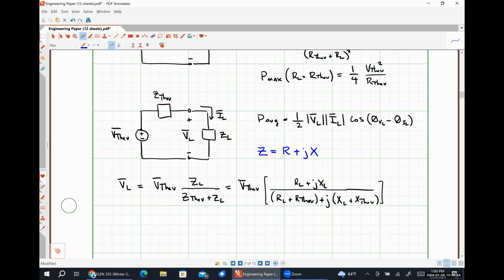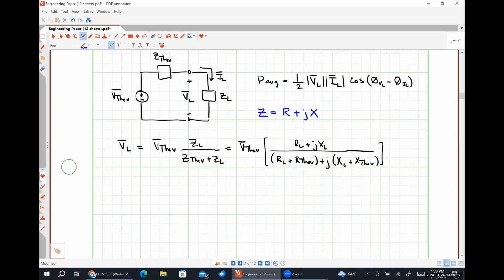All right, so the magnitude of this voltage VL will be the magnitude of my Thevenin voltage times RL squared plus XL squared to the 1/2. So that's just the square root of that. So that's literally just the magnitude of the numerator divided by the magnitude of the denominator.